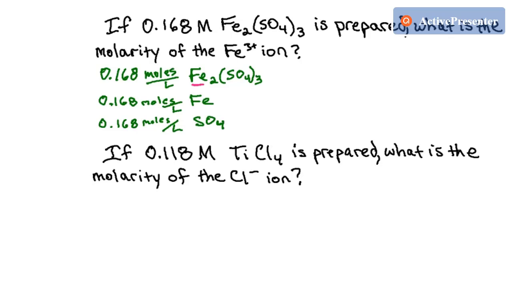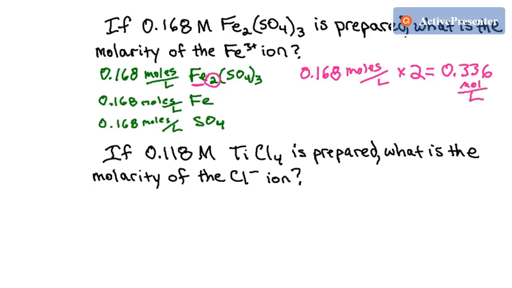Now the only thing you have to pay attention to is how many ions of iron do you have. So here's your iron, and here is the number of irons you have. So since we have 2, we're going to take that 0.168 moles per liter and we're going to multiply it by the 2 because there's 2 moles of iron. So that's going to give us 0.336. So it's going to be 0.336 moles per liter, which is also the same thing as 0.336 molarity of the iron atom.